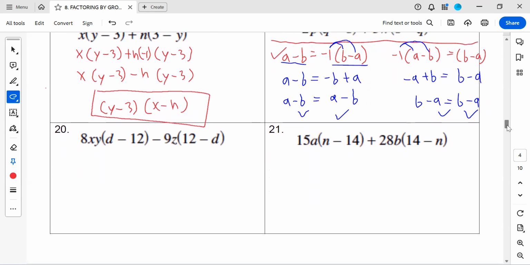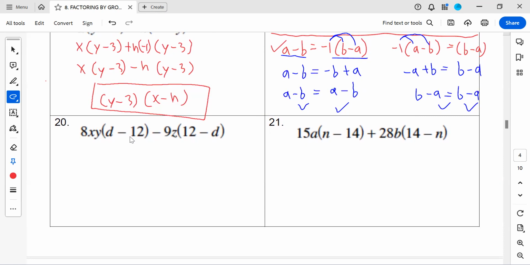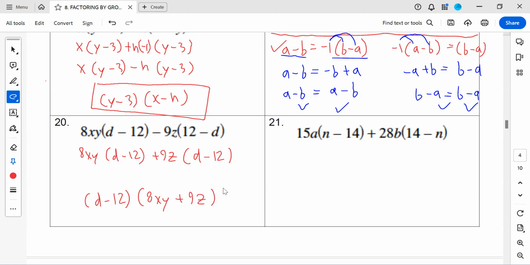Okay, I skipped 19, but let's do one more like that. So if I'm doing 20, and I notice I have the same issue, and again, this is only for when it's minus, not for when it's plus. I'm going to give 8xy and d minus 12 as is. I'm going to change this negative 9z to positive 9z, and that alone is going to allow me to change this to d minus 12 so that both parentheses match. From here, I'm going to have d minus 12, apply my shortcut, common parentheses, and then my other parentheses is going to be the two factors outside the parentheses. And that's it.